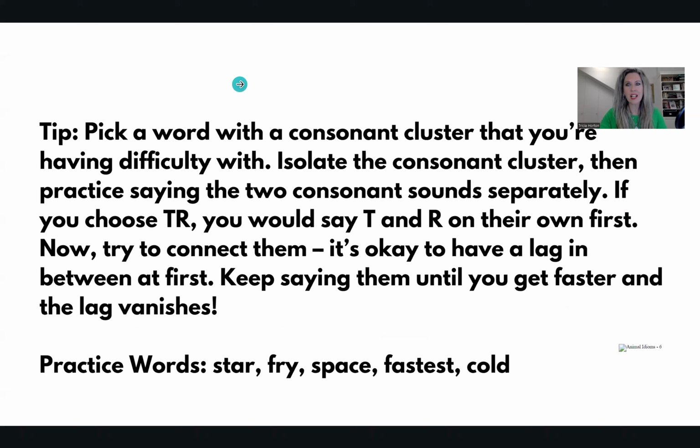Pick a word with a consonant cluster that you're having difficulty with. Isolate the consonant cluster, then practice saying the 2 consonant sounds separately. If you choose TR, you would say T and R on their own first. T, R. Now try to connect them. It's okay to have a lag in between at first. T, R, T, R. Keep saying them until you get faster and the lag vanishes. Tr, tr, tree.